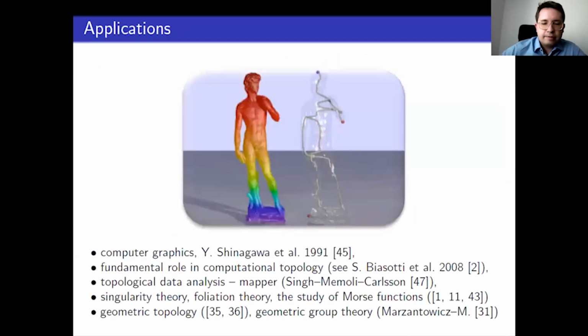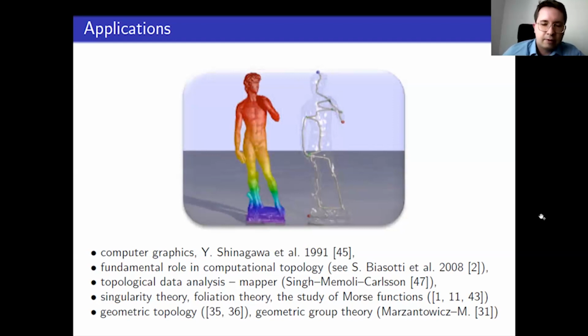But Reeb graphs became more popular in the 90s, probably started by the paper of Shinagawa and collaborators, where Reeb graphs were proposed for use in computer graphics for morphing, coding, and comparing objects. And now they play a fundamental role in computational topology for shape analysis. Also the algorithmic version, the Mapper, is a basic tool in topological data analysis, which was started by Singh, Memoli, and Carlsson.